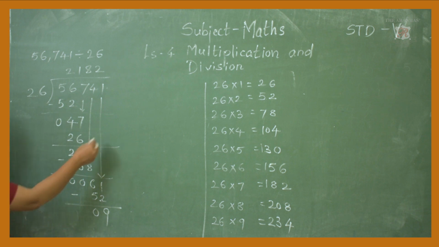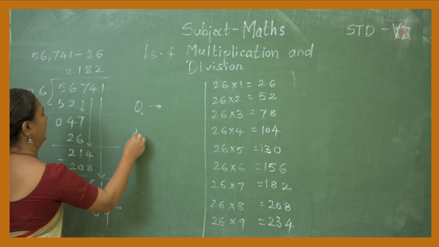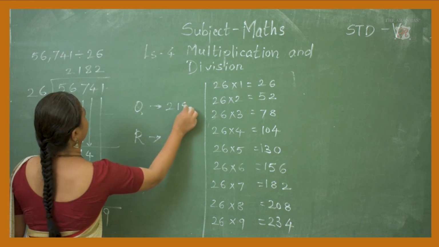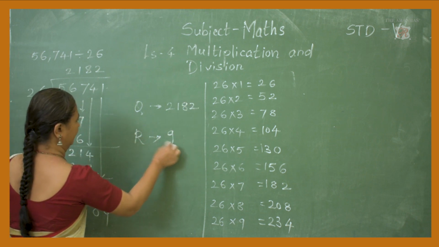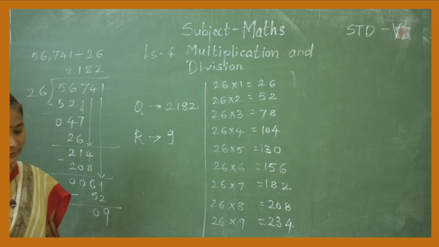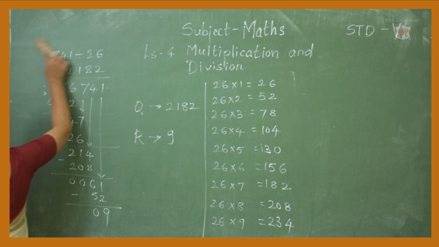Okay. So write quotient and remainder. Quotient is equal to, and remainder is equal to. Quotient is 2182. Remainder is 9. Okay? Understood? Now take the word problem. How you have to do.